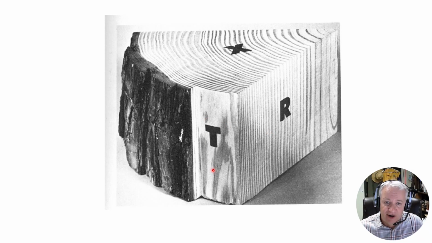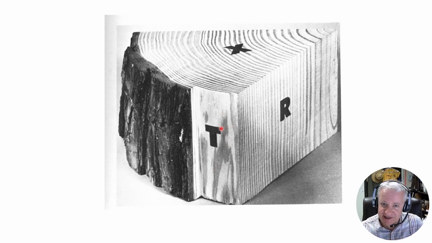And then the third plane section that we might see is a tangential section. That would be if we took the stem and cut it along any plane except right through the middle. If we took a slice, that would be a tangential section. And you can see, again, we're seeing light areas, which are the early wood, dark areas, which are the late wood, but it looks a lot different.